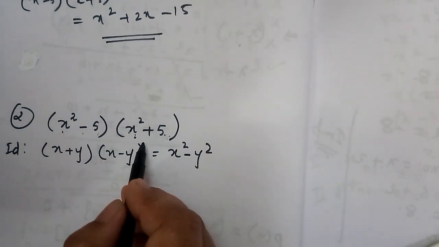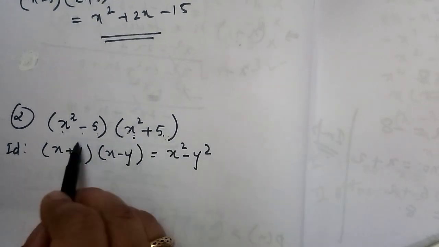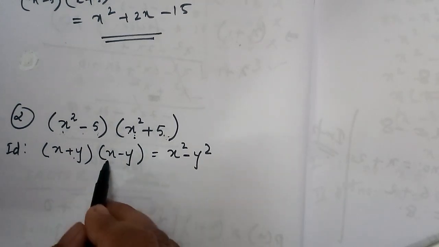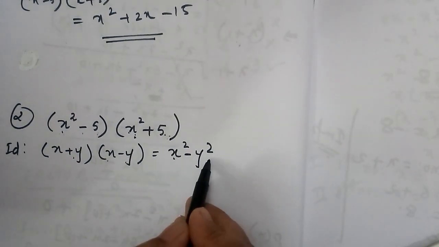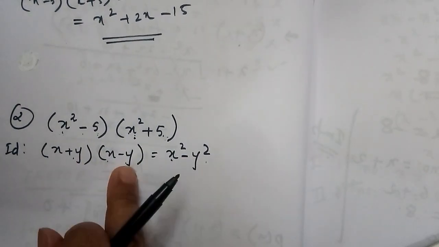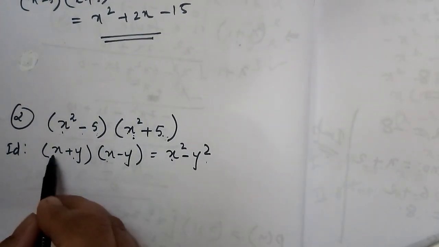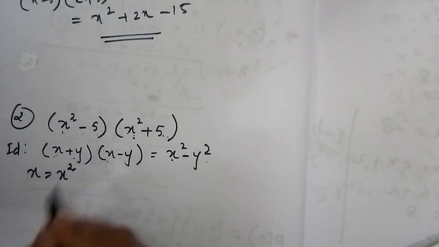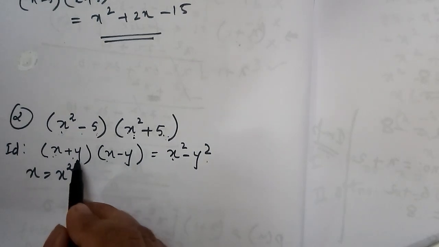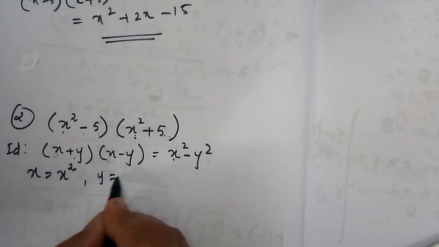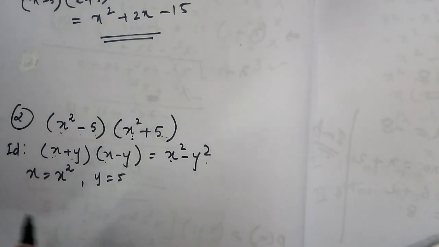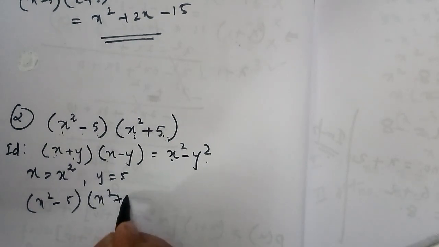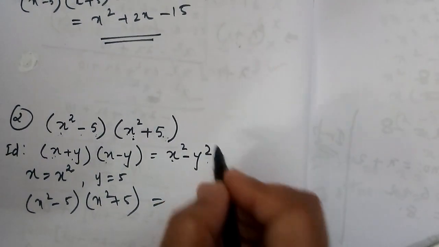When you have this kind of a question where both the terms are same and there's only a difference of the minus sign, you apply the identity x plus y into x minus y equal to x square minus y square. Now again, if I compare the left hand side with your question, what is sitting in place of x? So in place of x, x square is sitting, so my x becomes x square. And in place of y, it is 5. Y is equal to 5, right? So now when I apply this identity, I get x square minus 5 into x square plus 5 equal to x square minus y square.